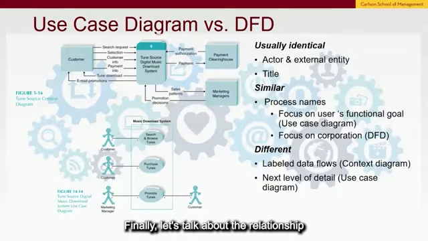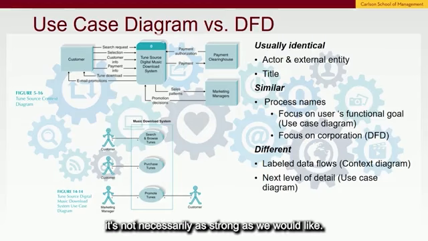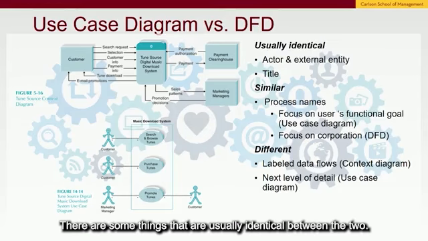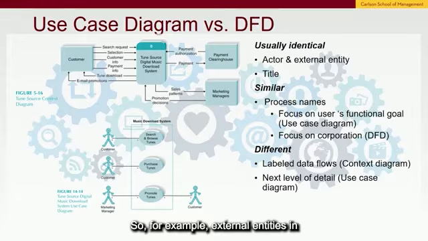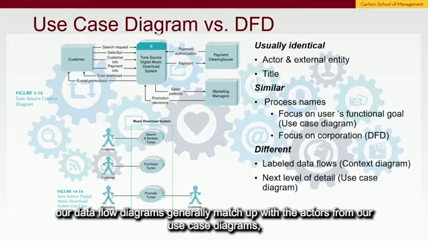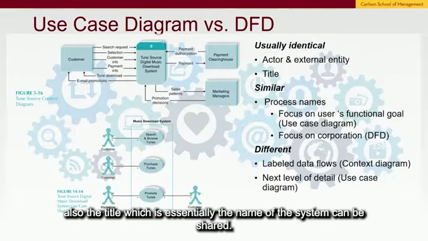Finally, let's talk about the relationship of the data flow diagram to the use case diagram, which we looked at in previous lessons. There is a relationship, although it's not necessarily as strong as we would like. There are some things that are usually identical between the two. So for example, external entities in our data flow diagrams generally match up with the actors from our use case diagrams. Also, the title, which is essentially the name of the system, can be shared.